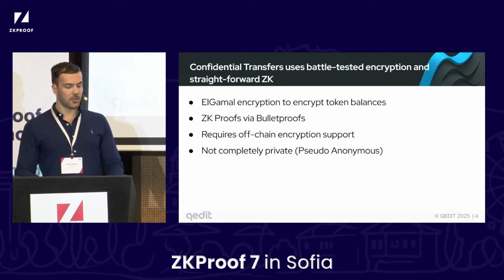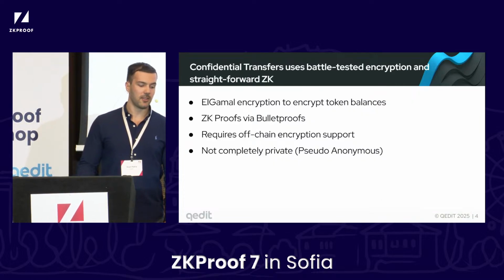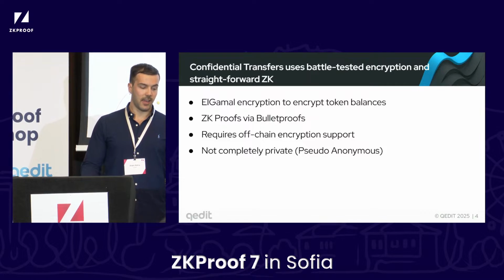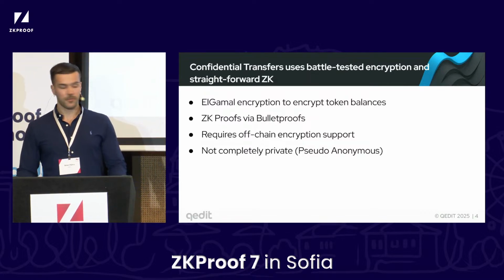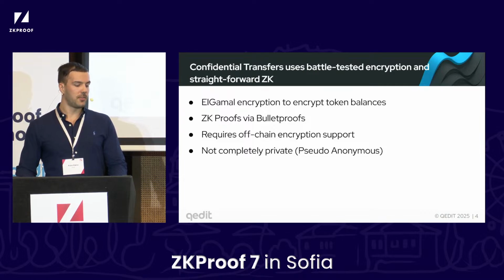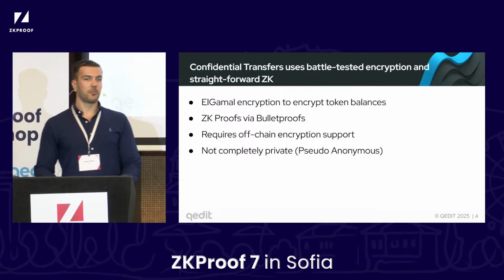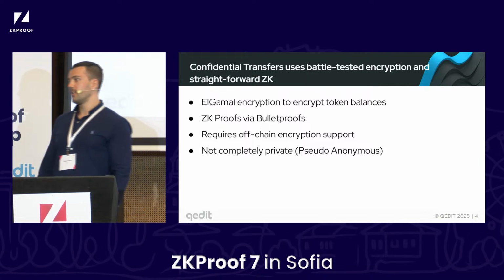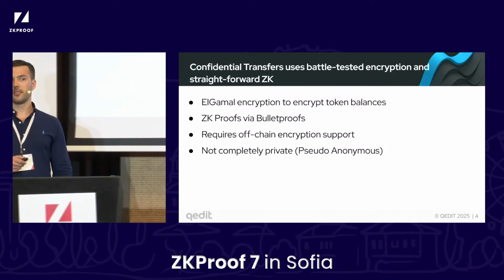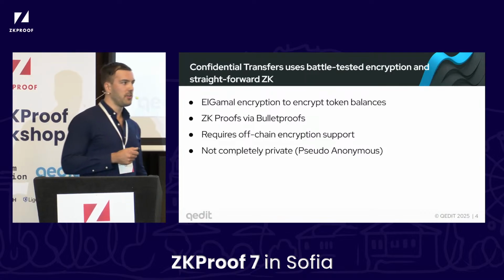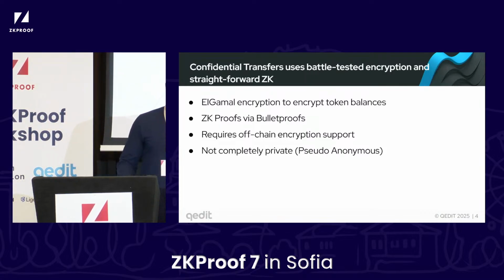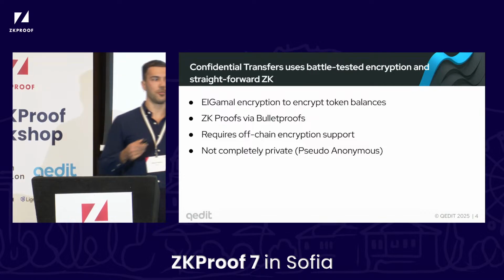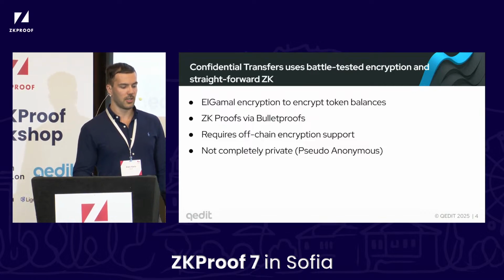A little bit more about confidential transfers: they use battle-tested encryption and very simple and straightforward zero-knowledge proofs, like ElGamal encryption to encrypt the token balances. In terms of the zero-knowledge protocol, it uses Bulletproofs. Another thing is that it requires some off-chain encryption and decryption support, so the user also has to do some part of the encryption and decryption. And in terms of the network, the validators, the miners of Solana, need to support the confidential transfers in terms of the encryption that is used.